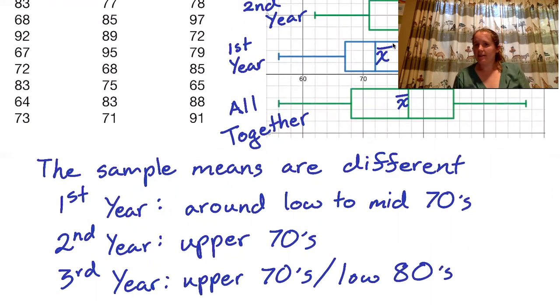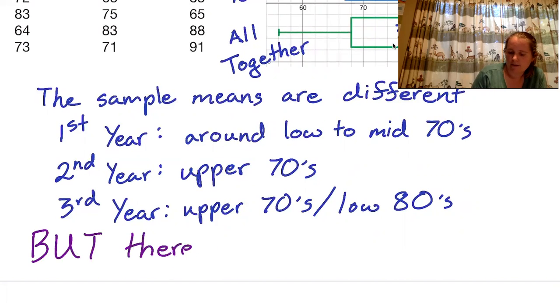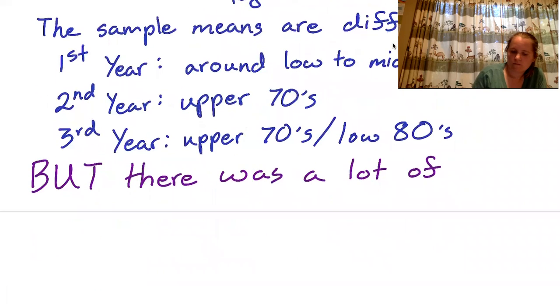But at the same time, there was an awful lot of overlap in the typical regions for all of these.